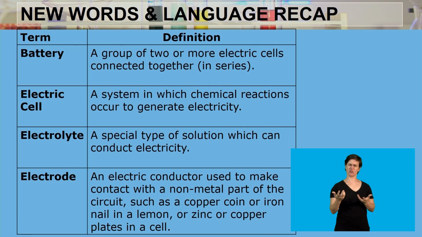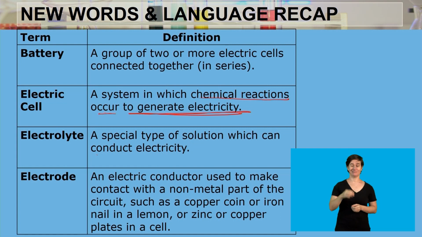So an electric cell is a system in which chemical reactions happen because they are going to be generating electricity. Then an electrolyte is a special type of solution which can conduct electricity. Remember, it can be a solution or a paste that is used to conduct electricity.